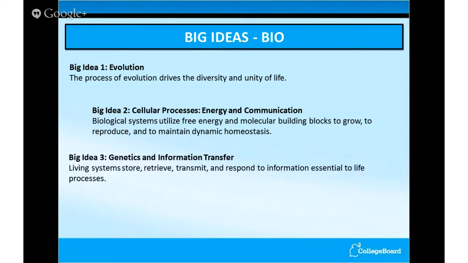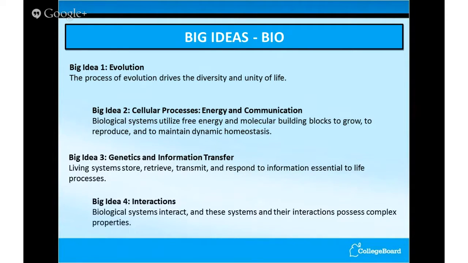Big idea 3, genetics and information transfer. So living systems store, retrieve, transmit, and respond to information essential to life's processes. And then the last one, big idea 4, interactions. So biological systems interact, and these systems and their interactions possess complex properties. So this is what we mean by big ideas.